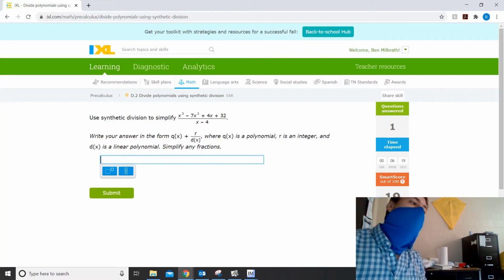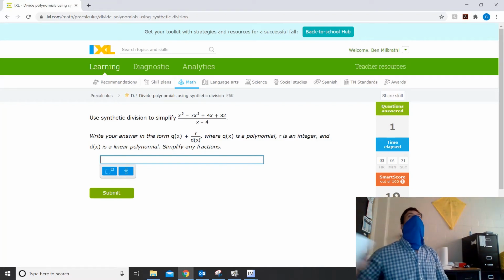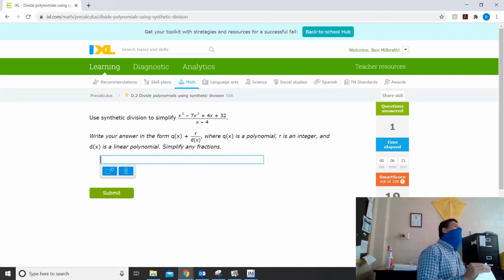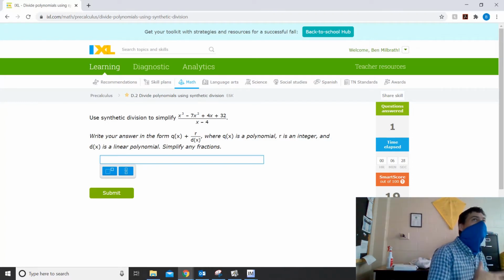So now they've given it to us as a fraction. Don't sit here and throw away x's. You can't do that stuff. You know that. But they've given it to us as a fraction. Still the same deal. Write your answer in the form q of x plus r over d of x.